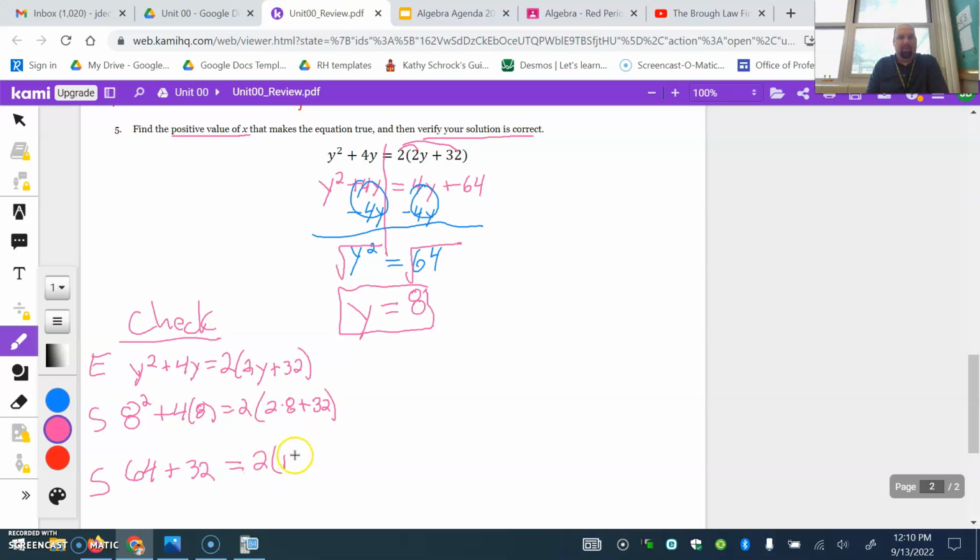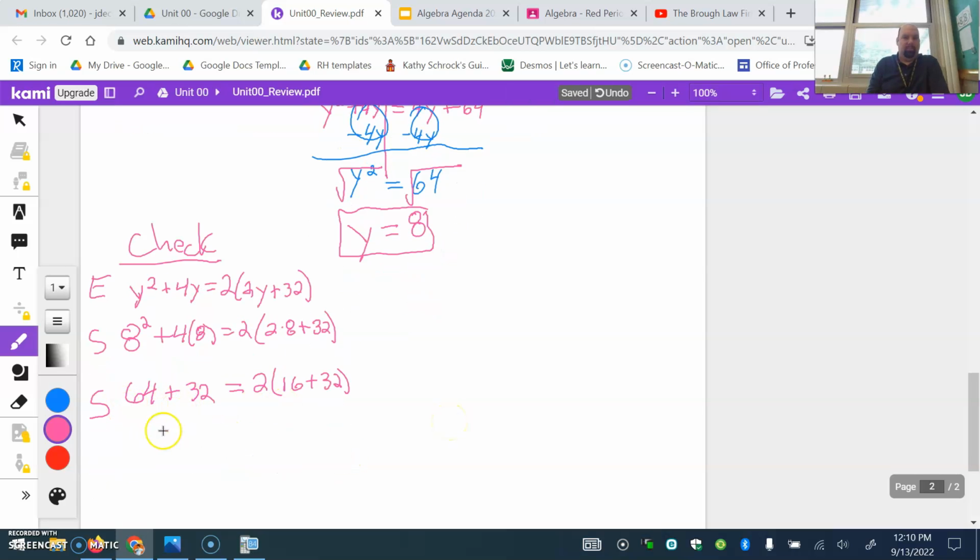2 times 16 plus 32. Almost done. 96 equals, sorry, my handwriting's getting a little sloppy. 2 times 48. 96 equals 96. It is a perfect check. You have now verified your solution works.